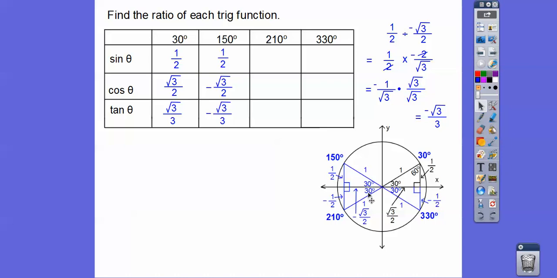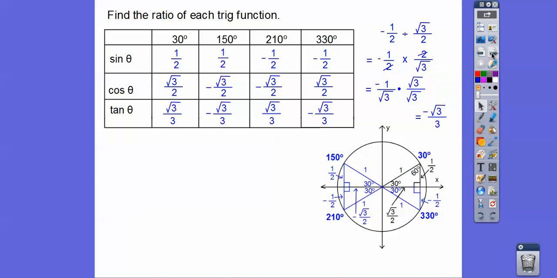Okay, 210 is down here. Sine is opposite over hypotenuse. Negative 1/2 over 1 is negative 1/2. And then adjacent over hypotenuse. And then finally, opposite over adjacent. Just be careful. A negative divided by negative is a positive. Okay, 330 over here. Sine, cosine, and tangent gets us that right there.